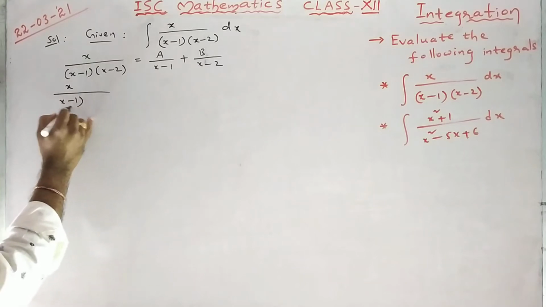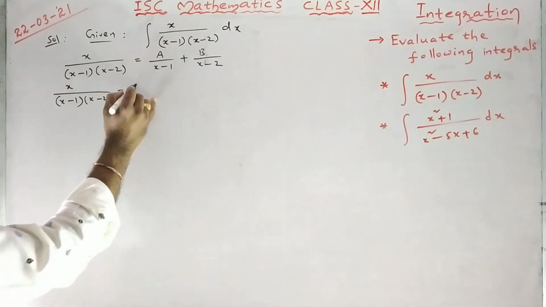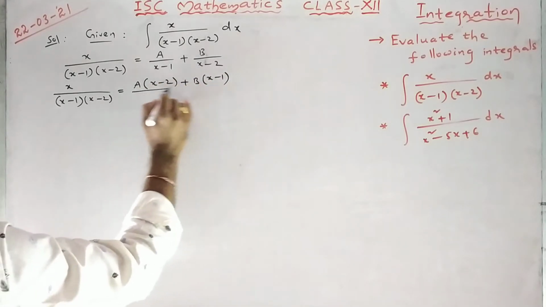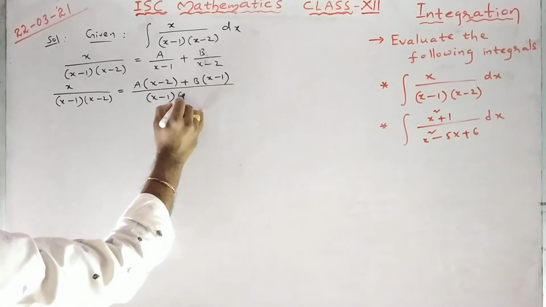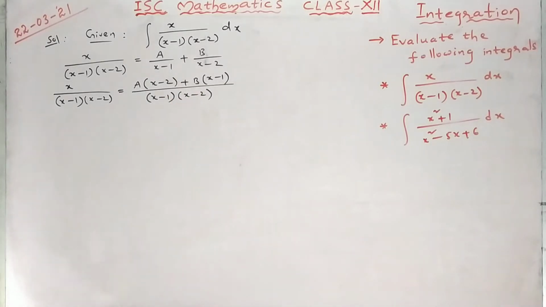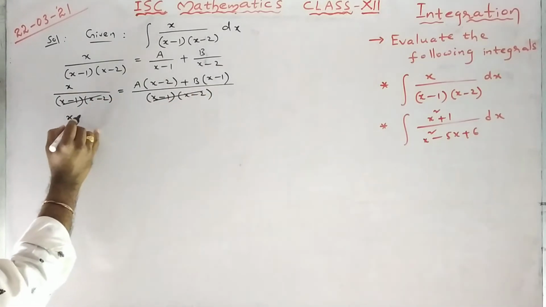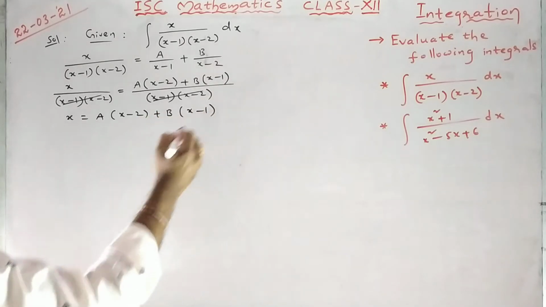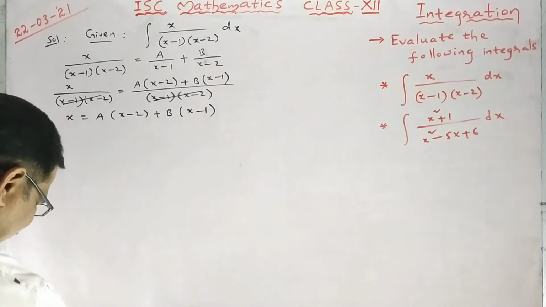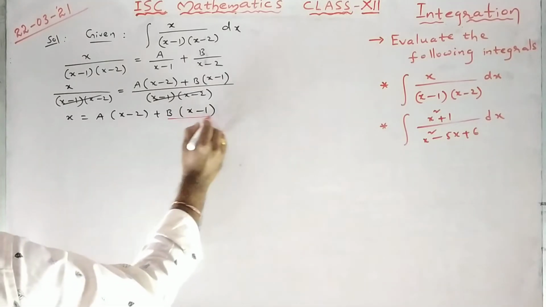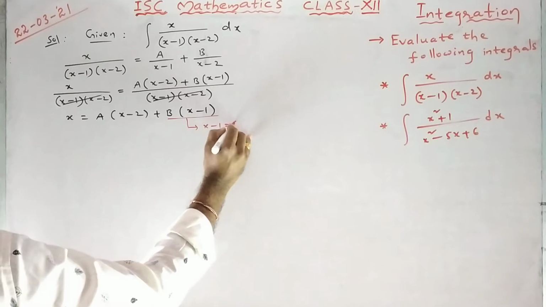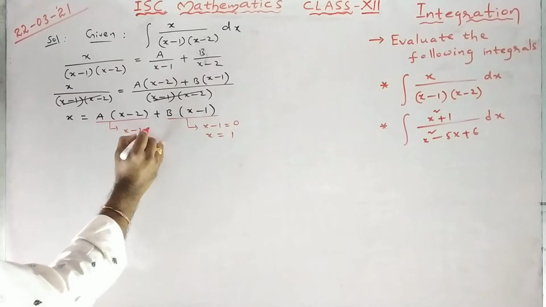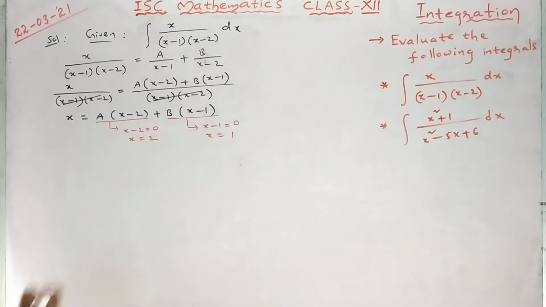x by (x minus 1)(x minus 2) is equal to a times (x minus 2) plus b times (x minus 1) by (x minus 1)(x minus 2). Take LCM, cancel it. x equals a times (x minus 2) plus b times (x minus 1). So to get the value of a, what should you do? Make the coefficient of b equal to 0, x equal to 1. To get the value of b, make the coefficient of a 0, x equal to 2.